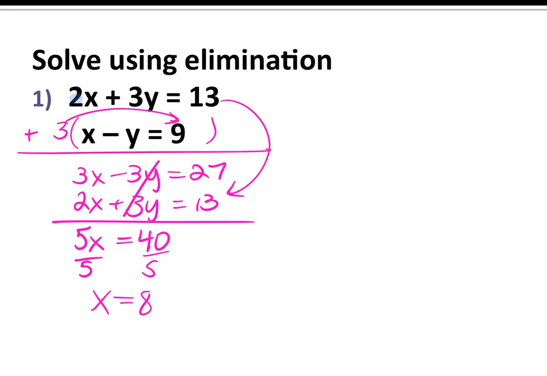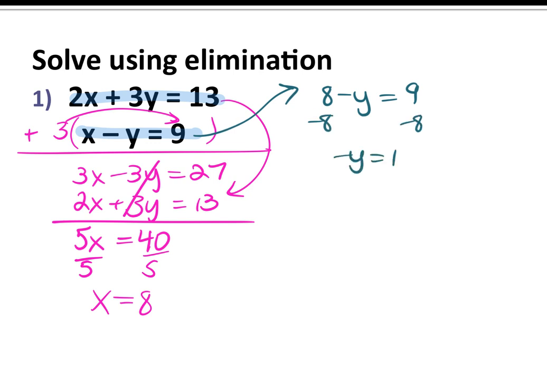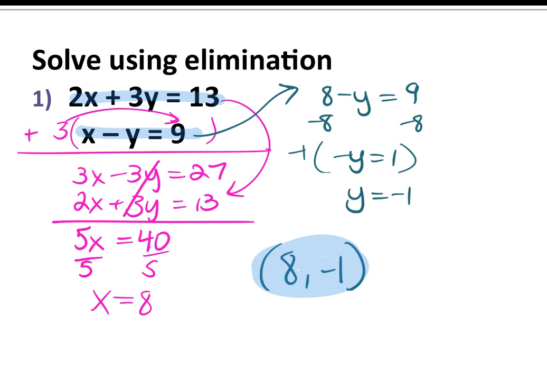And now I've got options. I could literally plug that in the top one, in the second one, or in the one I changed. I would probably do that last. I would stick to the smallest numbers you've got. So the x minus y equals 9. I would make 8 minus y equal 9. Subtract the 8. Negative y equals 1. Multiply by negative 1. And y is negative 1. So 8, negative 1. And like every other system, you can plug that in to check.